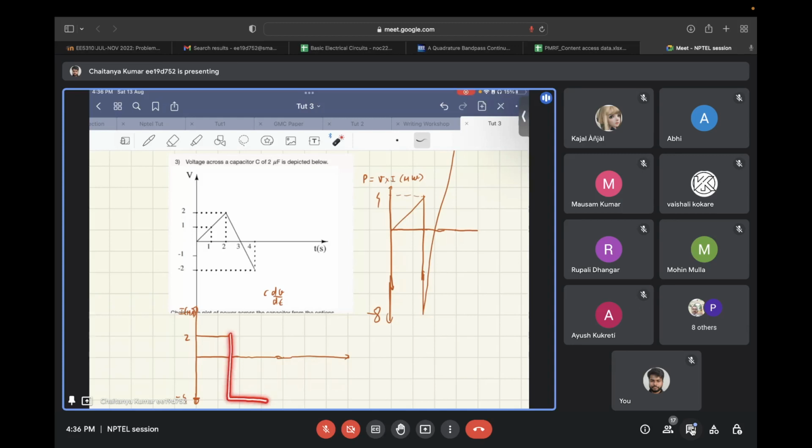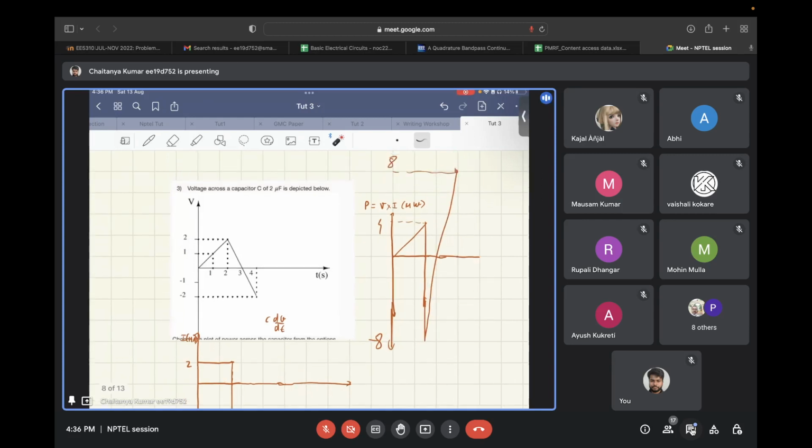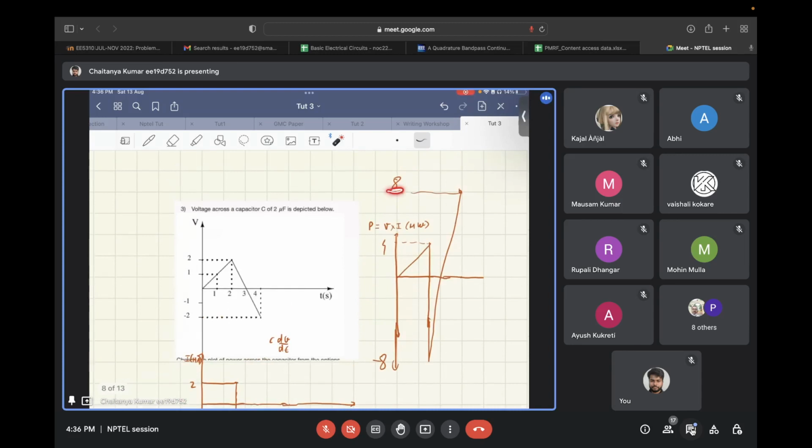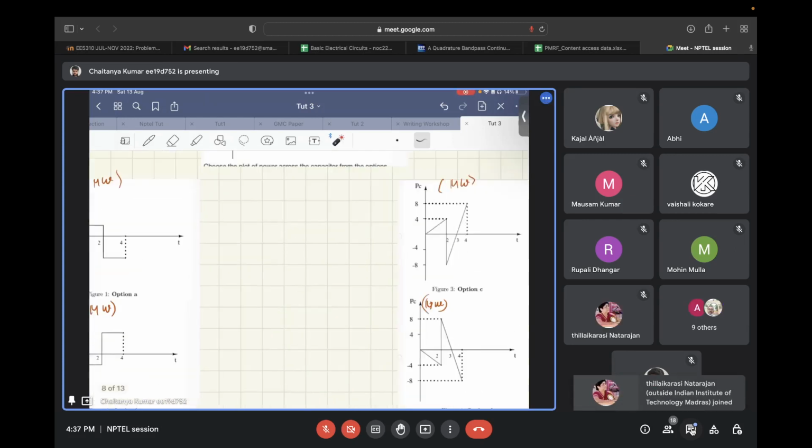there is a sharp discontinuity in the current curve, and just after 2 seconds the power will be minus 4 multiplied by 2, that is minus 8 microwatts, and then it will keep on increasing till 4 seconds, where it will be minus 4 times minus 2, that is 8 microwatts. So it will increase to 8 microwatts like this. So this is the total curve, and this matches with option number C. So this is the correct answer.